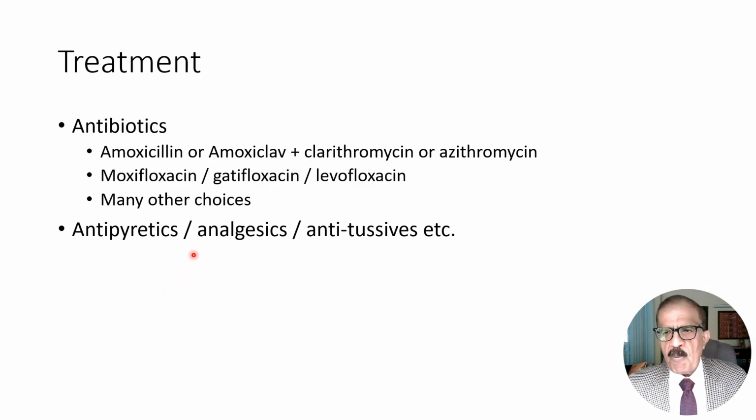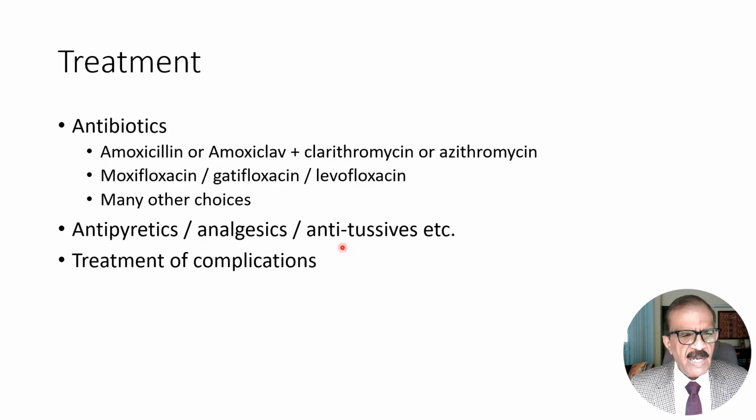So then supportive treatment has to be given. For a patient with high fever, we need to give antipyretics or do sponging, analgesics to relieve their pain, and antitussives to relieve their cough. So this kind of supportive care. And then of course treatment of complications. Those patients who are sick need to be hospitalized, and we have to monitor their vitals, and if they develop any complication, we have to treat them.